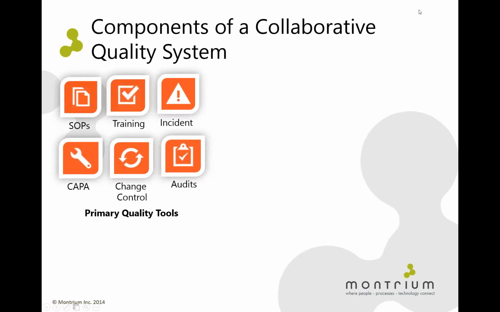So let's now talk about the components of a collaborative quality system. And so we have very standard components that we see both in the electronic world as well as in the paper world. So SOPs, training management, incident management, CAPAs, change control and audits. These are really the primary tools that we need to be able to manage our quality system.